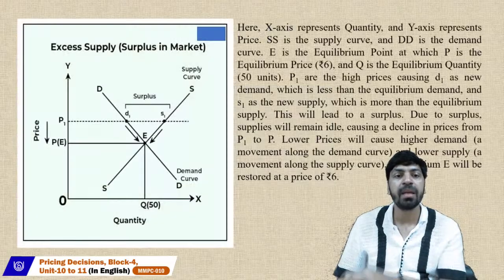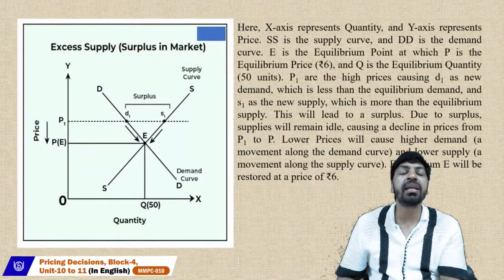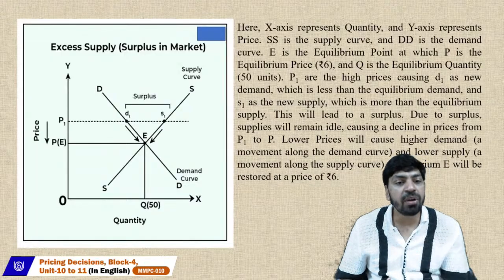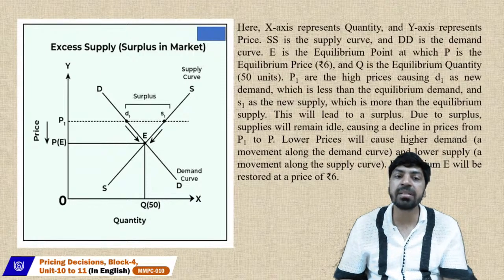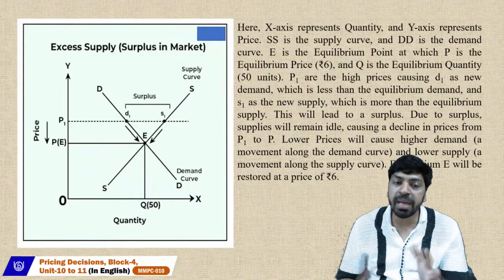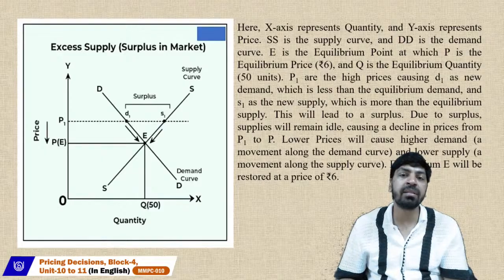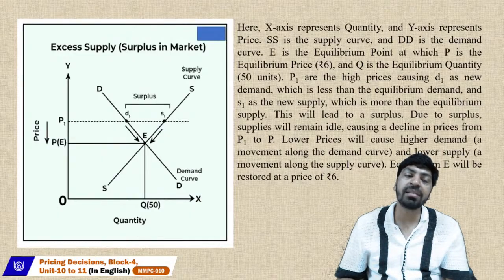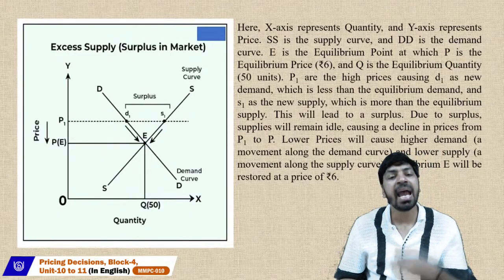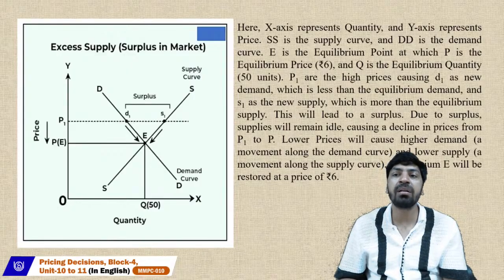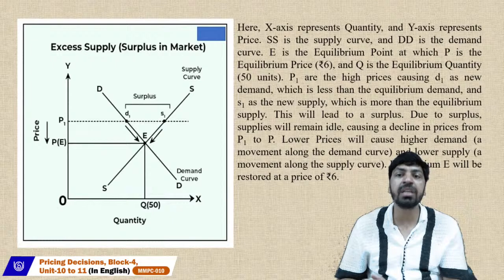This is a diagram where we can look at how prices get lowered to sell your products at lower prices, and then the movements of demand and supply go downwards. On the x-axis, quantity is measured, and on the y-axis, prices of commodities are measured. E is the equilibrium point at price 6, and Q is the equilibrium quantity at 50 units.